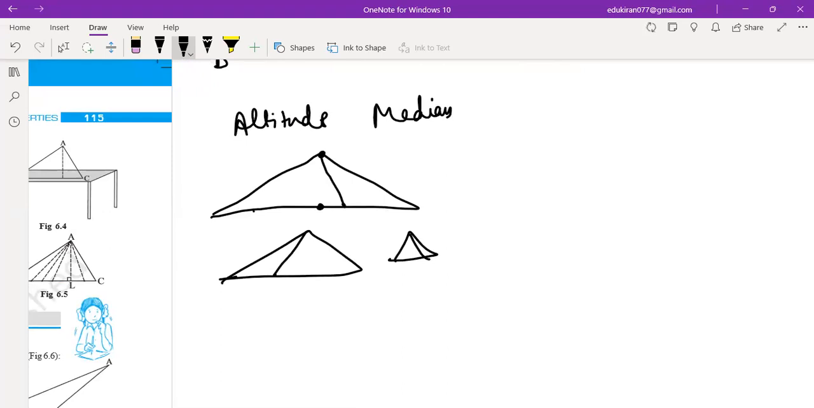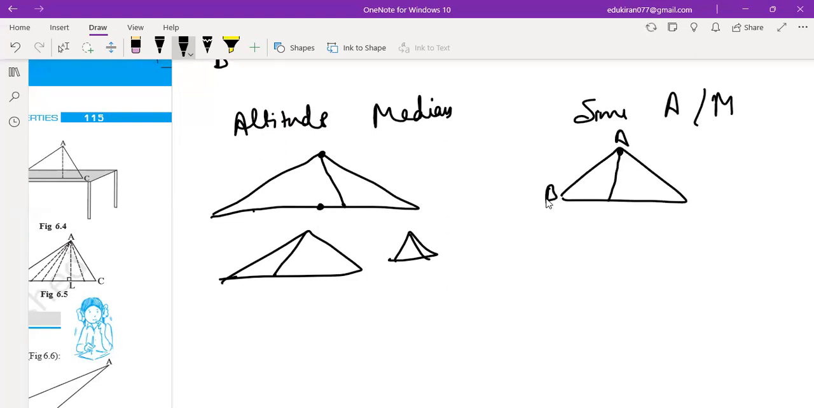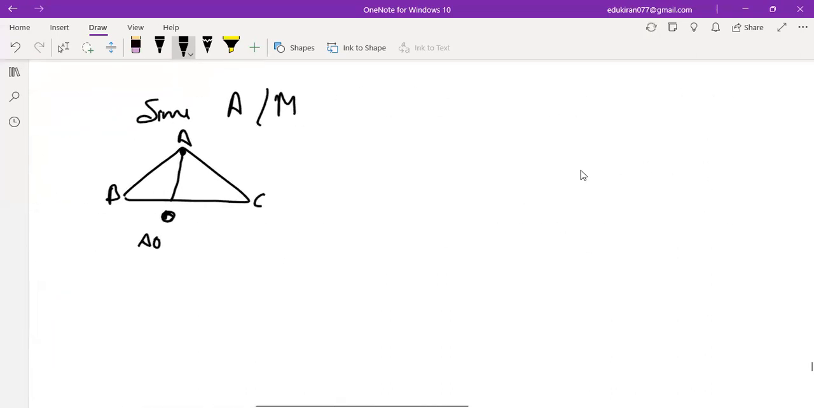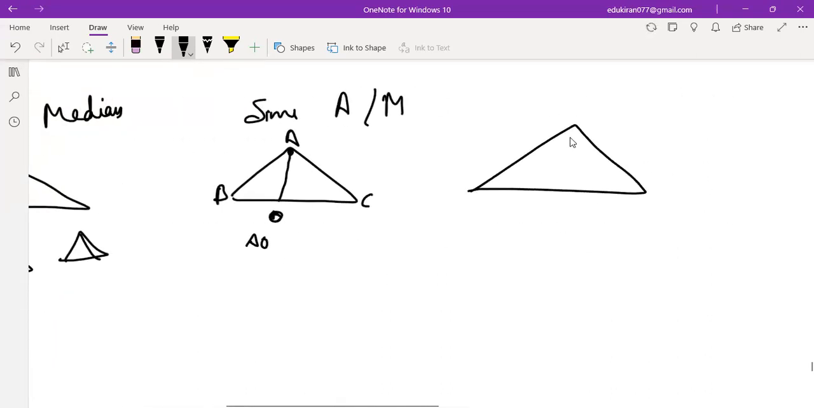See, first we will look at the similarity between altitude and median. Over here, this is a triangle. Altitude is also coming from here and going to the opposite direction, right? A, B, C, and for example, this is O. So this AO is also an altitude. Coming to median, median is performing the same thing. It is also coming from here and going to the opposite side. This is a similarity, right?